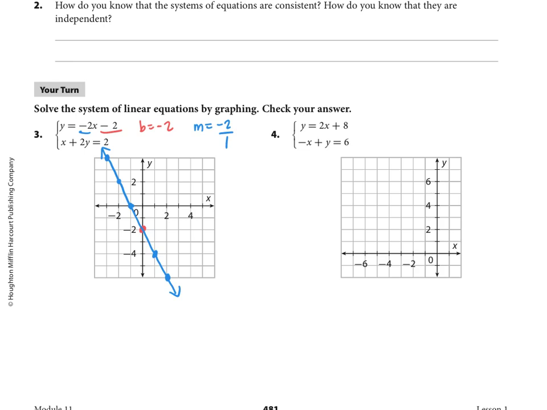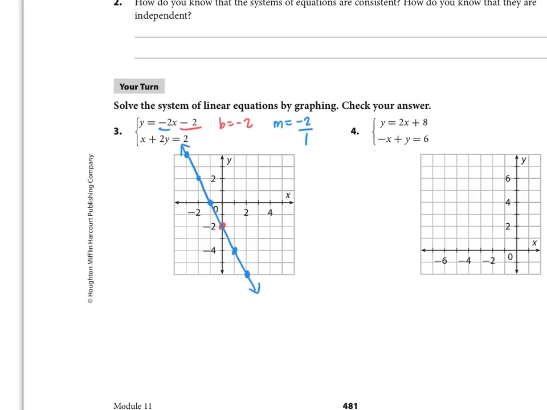The second equation is a little bit tougher to deal with. It's x plus 2y equals 2. Here's one method; I'm going to show you another method in one of the other problems. I'm going to solve this for y. Let's subtract x on both sides. I get 2y equals negative x plus 2. Then I want to divide by 2 everywhere. That means I'm going to get y equals negative 1/2 x plus 1.